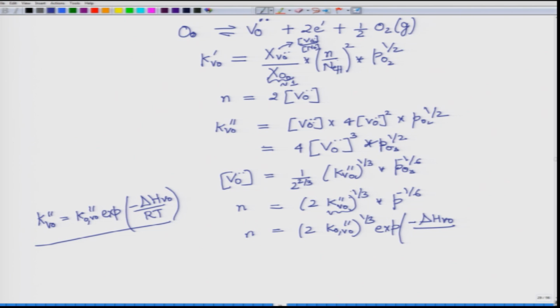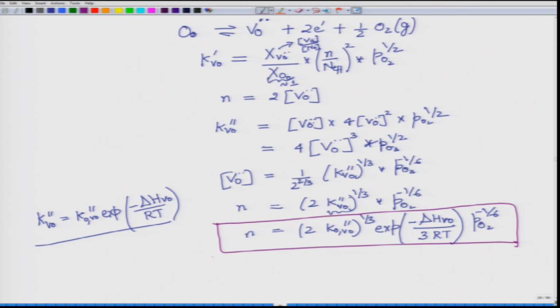and to take into account cube root, there will be a factor of 1 by 3. And since it is R, we are assuming that this quantity is given in per mole and this is also O2. So, this is also O2. And if you like, you can also write for the VO in a similar form.